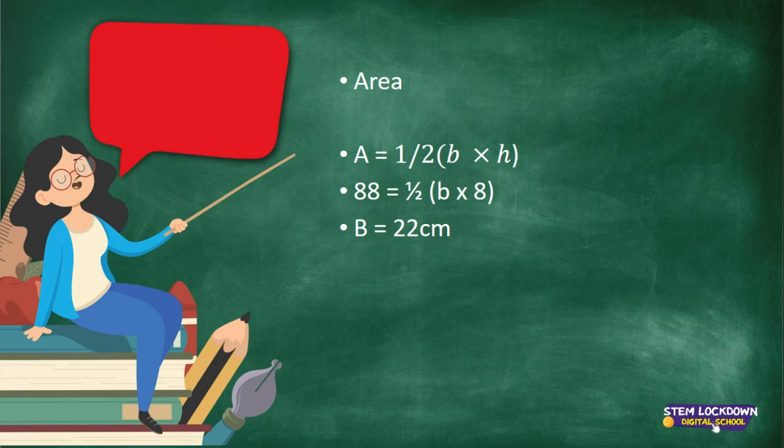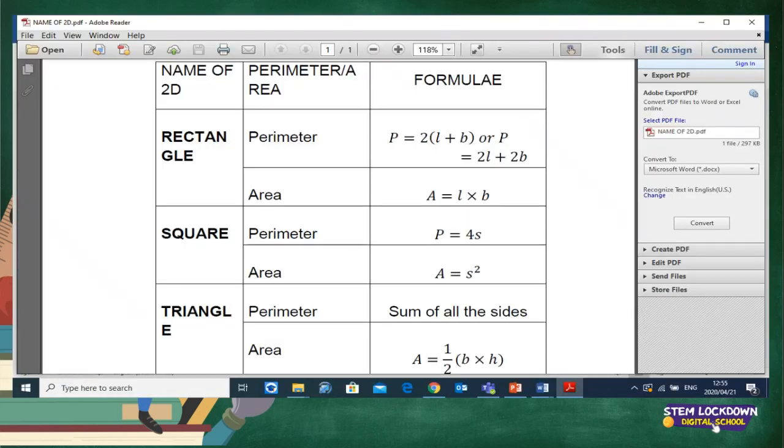And of course, this brings us to the next conclusion, where we are looking at the different perimeter or area of any shape. The 2D shapes in this case, the first one is the rectangle, the square, as well as the triangle.